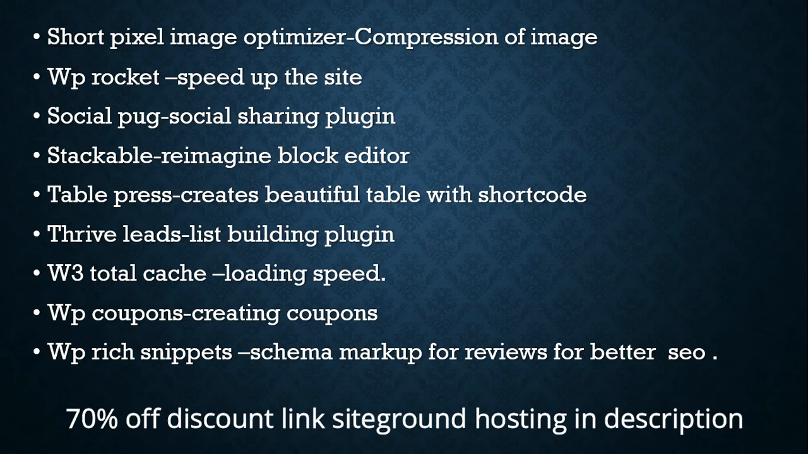So the last one is WP Rich Snippets, and this is a schema markup for reviewers. If you put a review of a product, previously the Google search engine would take everything, but now it is asking for a header, body, and a tail. So this schema will differentiate the header, body, and tail, and it will help the Google search engine understand properly which part of the review should be taken. And it is useful for better SEO.